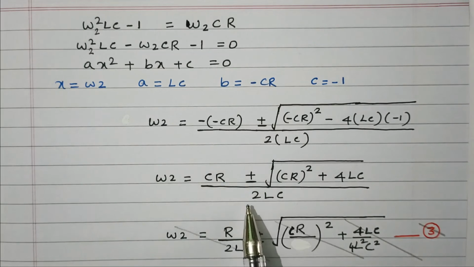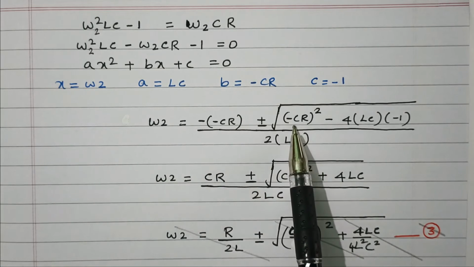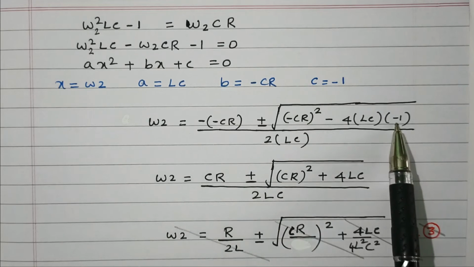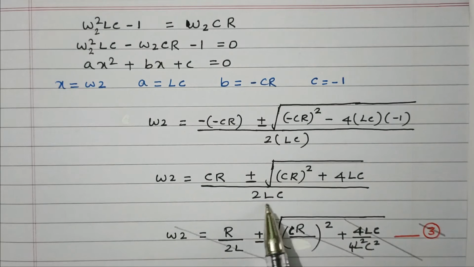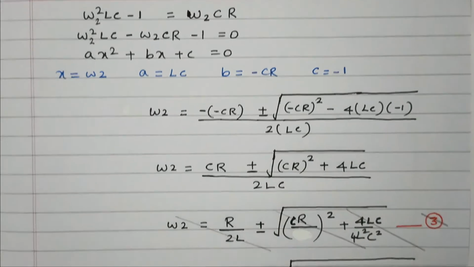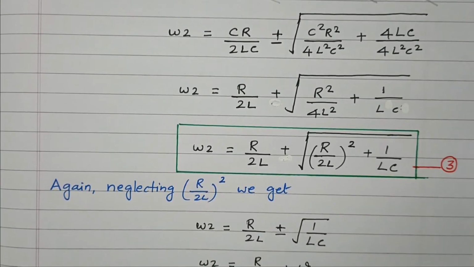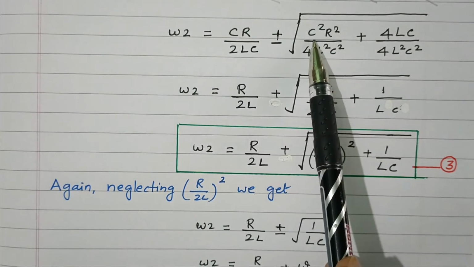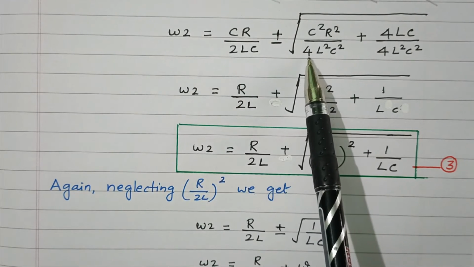A is LC. Now this minus minus becomes plus. CR the whole square is C square R square. Here negative is there, both the negatives become positive, 4LC divided by 2LC. Now we'll split the terms. While splitting, what happened? CR divided by 2LC plus or minus square root of C square R square. While going inside, 2LC becomes 4 L square C square.